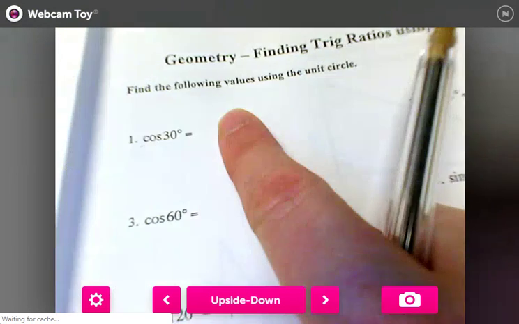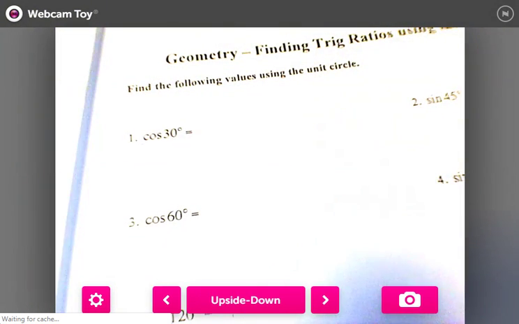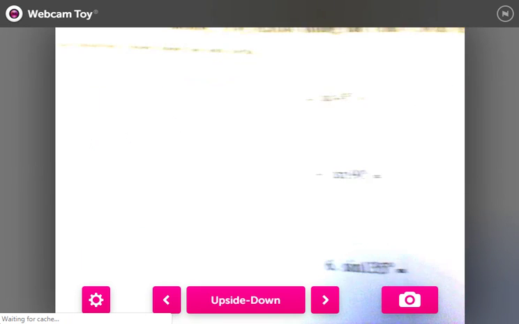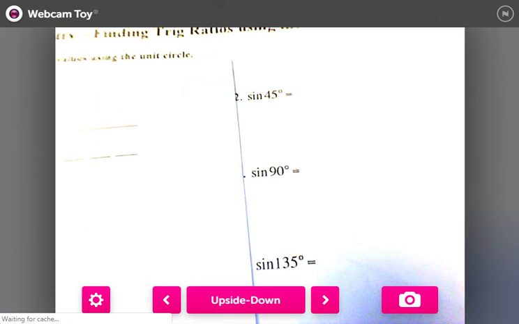All of these are on your homework for today. Remember, cosine is x, sine is y. You should be able to do all of those for homework. Are there any questions before I let you finish your homework for tonight? Work on that. Okay.